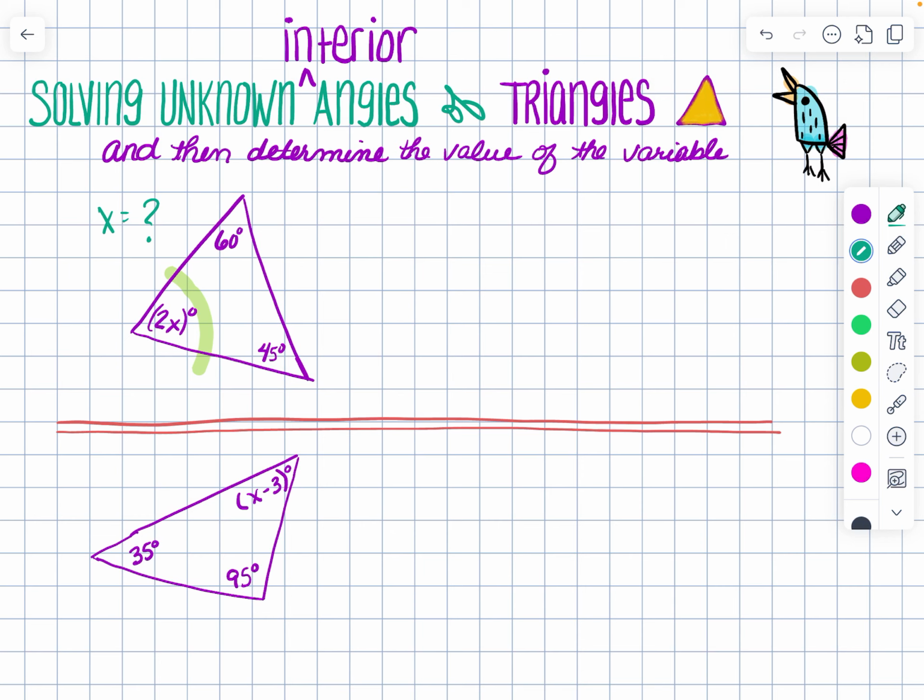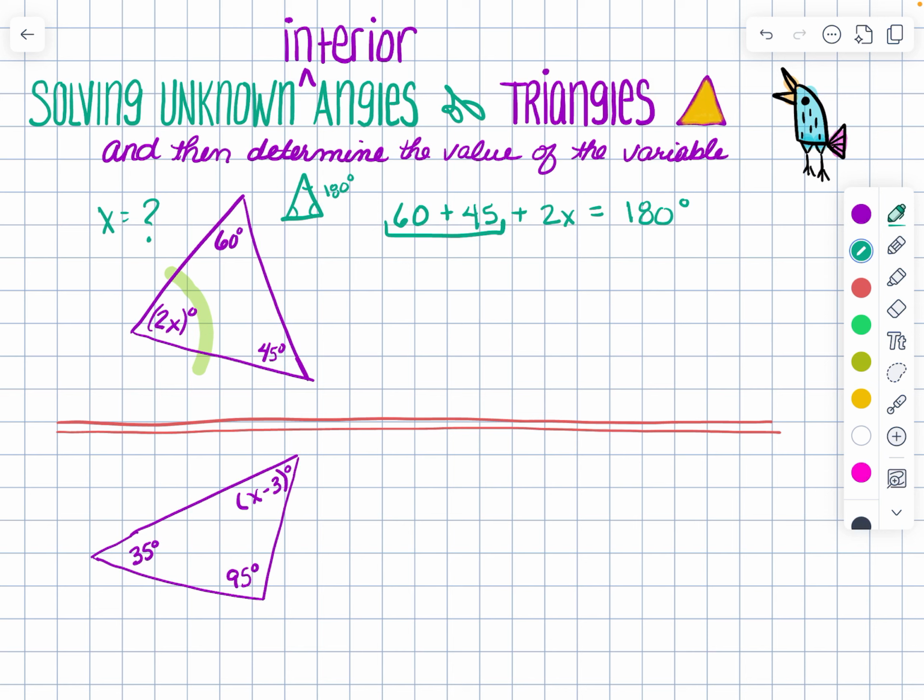We know that the total interior angles of any triangle add up to 180 degrees. They all do, no matter what size or shape of triangle. So we can use that information to say we can add 60 degrees plus 45 degrees plus 2x degrees, which we need to figure out, and that's going to equal 180 degrees. So let's just start working through this problem in order to get down to solving for x.